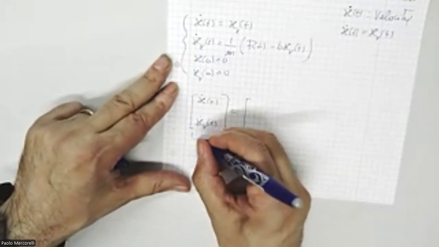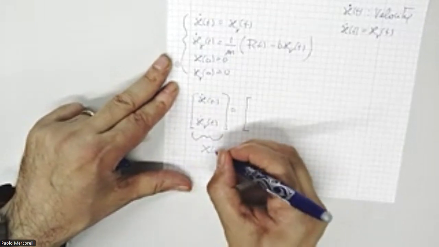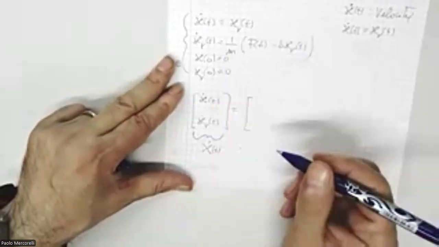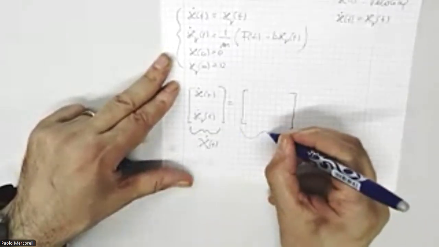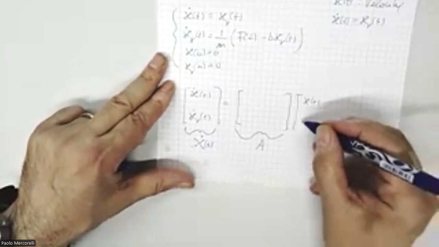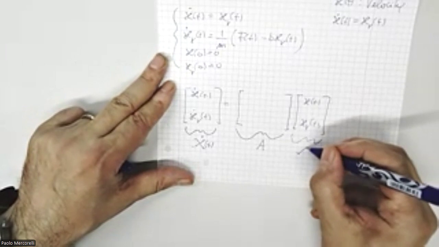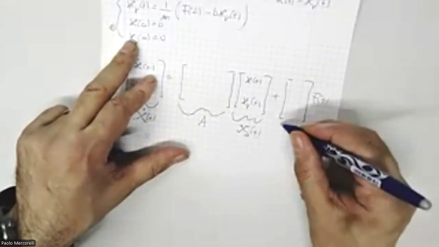in which we have x capitalized derivative, which is basically the vector of the derivative of the states, equal to the transition matrix A, which multiplies the state vector, X capitalized, plus, in this case, a column vector which multiplies f of t. This column vector is the matrix B.